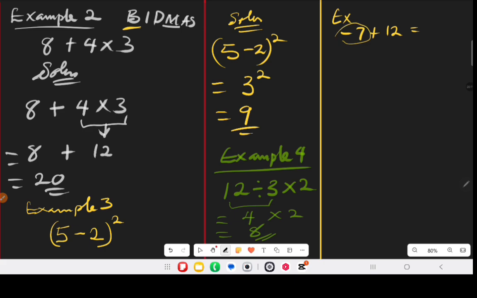After the payment, you will have £5 left. So minus 7 plus 12 gives us 5. Then we take another example. I call this one 1.